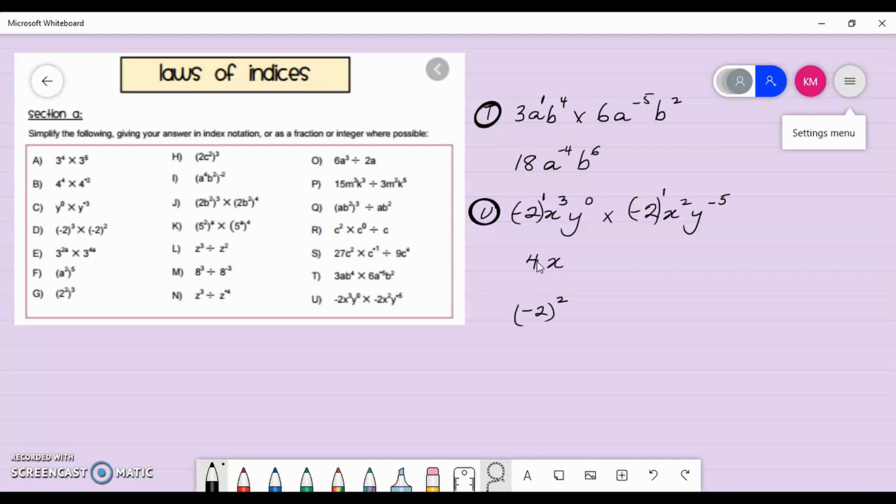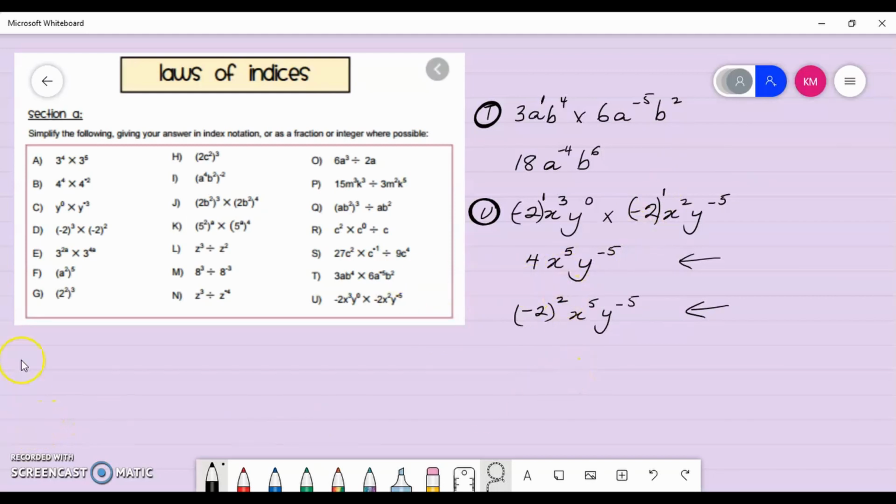Then it's going to be x raised to the power 3 multiplied by x to the power 2. So we are going to add those powers. We're going to get 5. So we're going to write this here as well. And y is raised to the power 0 here, and here it's raised to the power negative 5. And we are multiplying, which means that we add our indices. 0 plus negative 5 is going to be negative 5. So you can write it one of two ways, this here or this, and any answer is going to be correct. Both of them are the same.